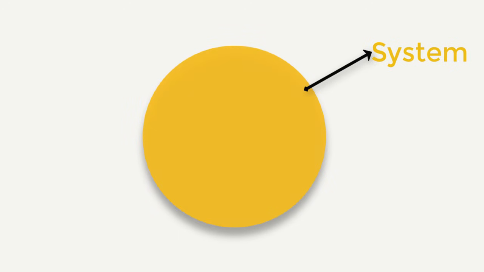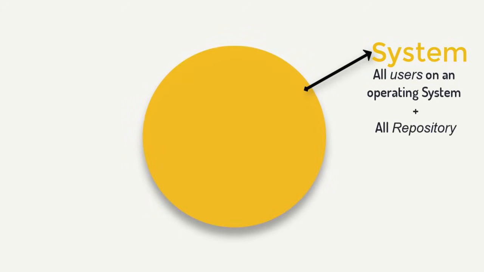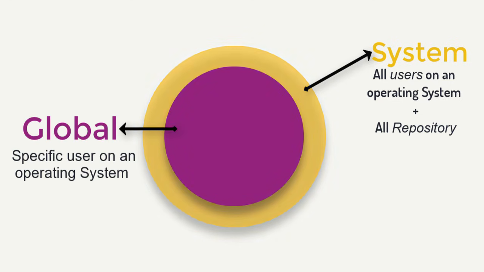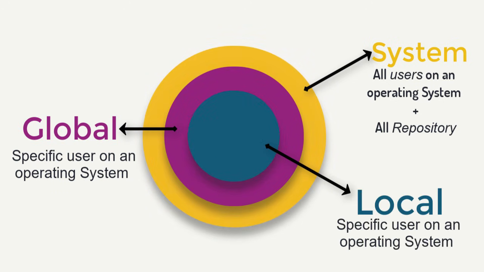Git has three levels of configuration. First one is system. System level configuration is applicable across the entire machine, which covers all the users of operating system and all the Git repos. Next is global configuration. Global configuration is user specific, and it applies to a specific operating system user. Now, the local configuration is very specific, and is specific to a particular Git repo.